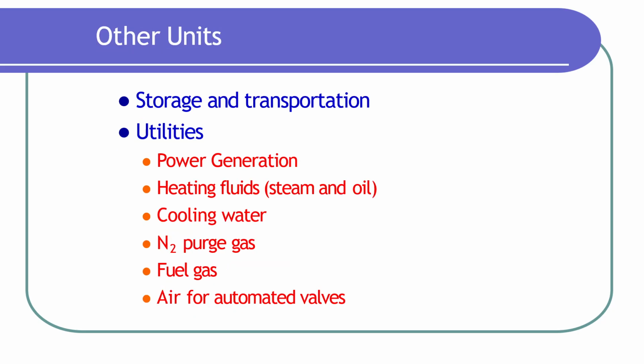Some other units that you can find in natural gas processing plants are the storage and transportation unit, and the utilities, for example, the power generation, the heating fluids, the cooling water, the N2 purging gases, the fuel gas, and the air used for the control valves, or the automated control valves as well.